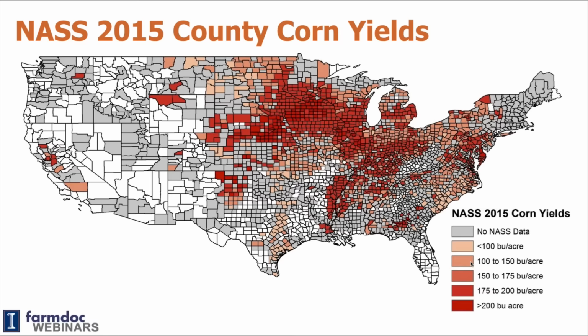Again, NASS did release their county yields last week. Maybe more than focusing on the numbers in this map, I wanted to emphasize that we have some counties that had an ARC program in 2014, and we would expect them to also have an ARC program in 2015 for corn, but they do not have a NASS yield reported, and those are all the counties highlighted in gray. So again, not in the major production areas, but a number of counties where other yield information will be used to determine those FSA yields for ARC.